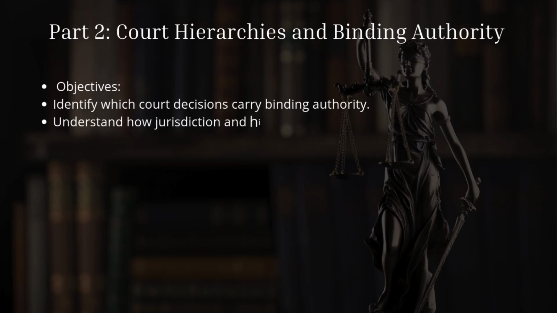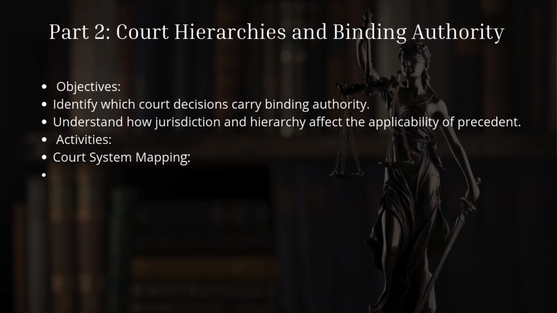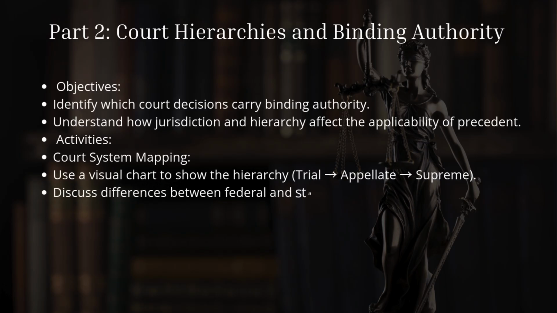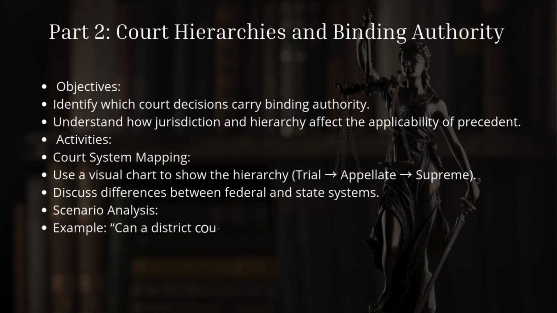Part 2. Court hierarchies and binding authority. Objectives: Identify which court decisions carry binding authority. Understand how jurisdiction and hierarchy affect the applicability of precedent. Activities: Court system mapping. Use a visual chart to show the hierarchy: trial, appellate, supreme.